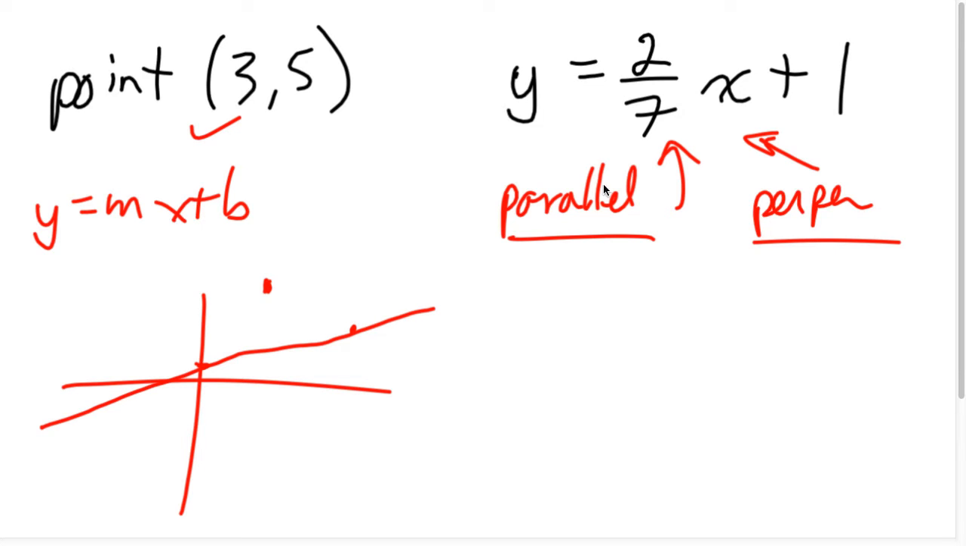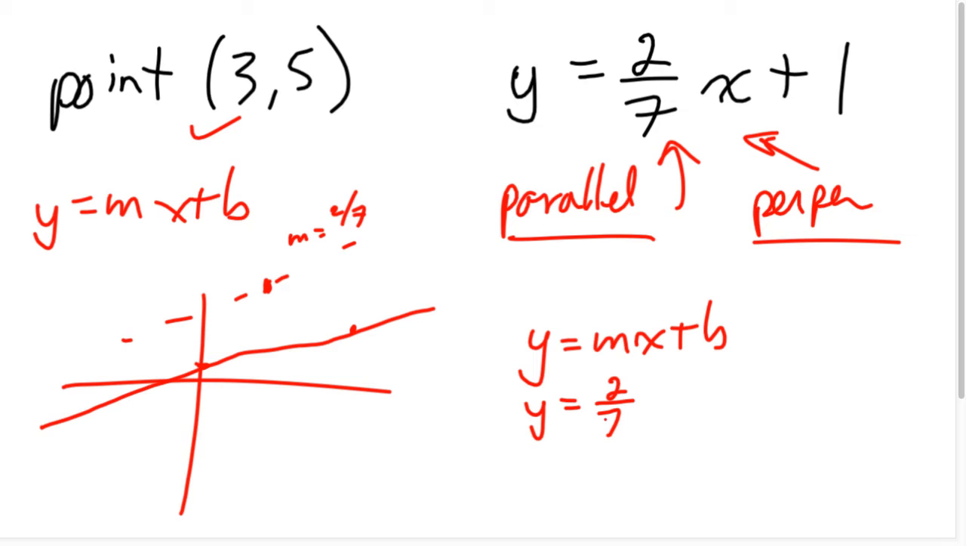Well, if it's parallel, it means they have to have the same slope. So if this one has a slope of 2 7ths, then my line also has to have a slope of 2 7ths. So then what I do to do the equation, I'd have to write out y equals mx plus b. I know the slope has to be 2 7ths, plus b. And then they gave me this point that's on that line. So this is an x and a y value. I can plug that in here.